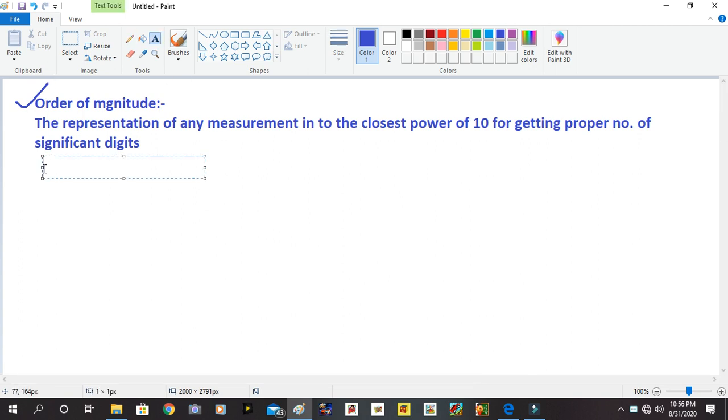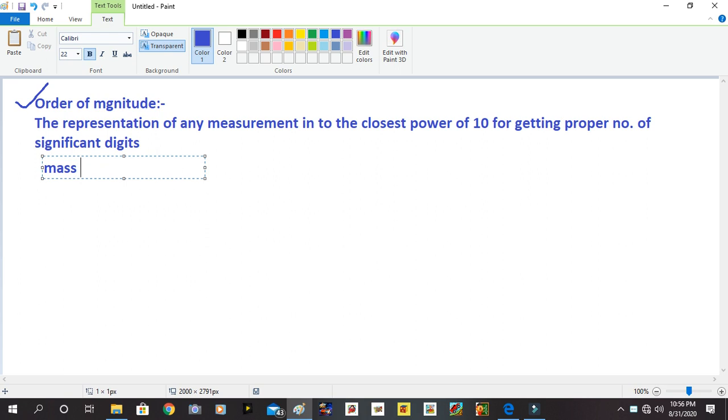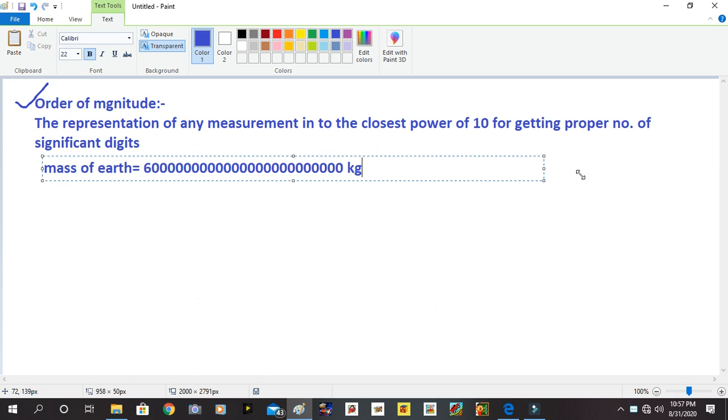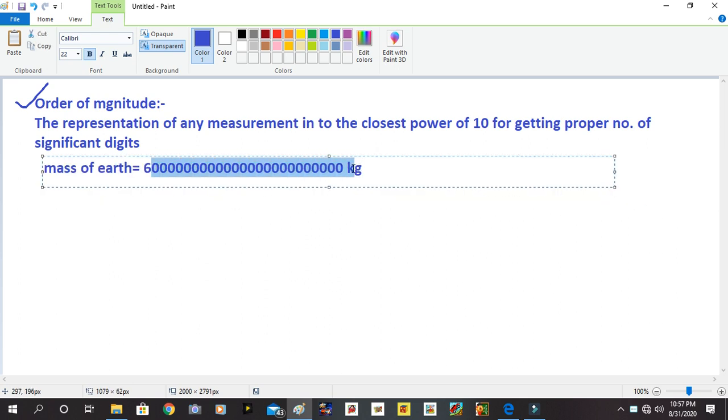Now what I want to say is, suppose I want to write the mass of earth, then you should know that the mass of earth is 6, 1, 2, 3, 4, 5, 6, 7, 8, 9, 10, 11, 12, 13, 14, 15, 16, 17, 18, 19, 20, 21, 22, 23 and 24 zeros. This much kilogram is taken as the mass of earth. Every time, like what I did here, I have to count the total number of zeros to write that, and sometimes we can make mistakes also.